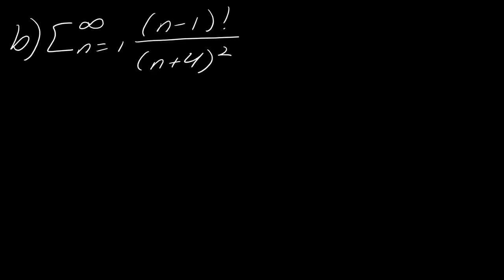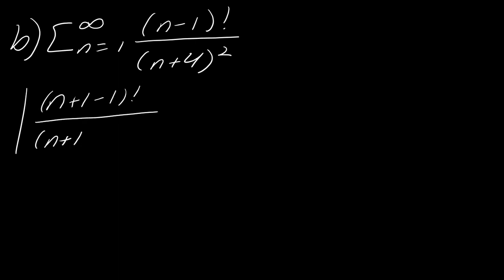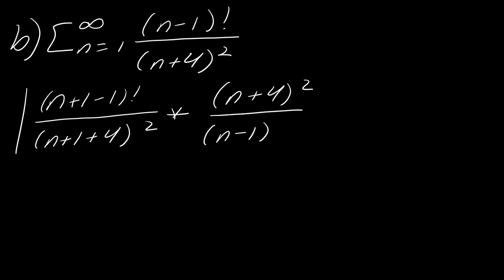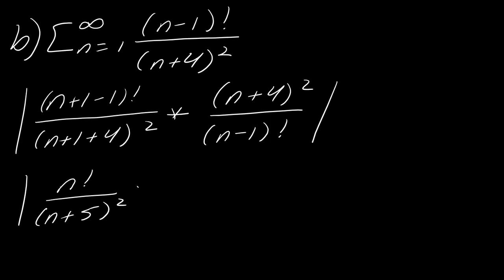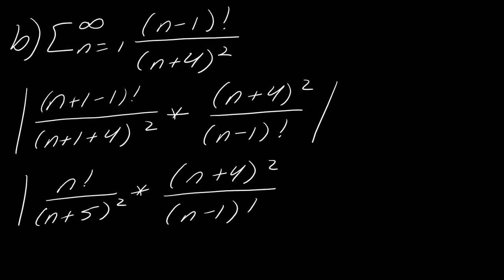Okay, so let's take a look at another example. I'm going to set up the same test. So I'm going to have n plus 1 minus 1, and then this will be n plus 1 plus 4 squared. And then I'll just multiply by the reciprocal, like I did in the last one. Okay, so we've got to sort some of this out. So this is going to give me n factorial over n plus 5 squared. This is still going to be n plus 4 squared, and then this will be n minus 1 factorial.